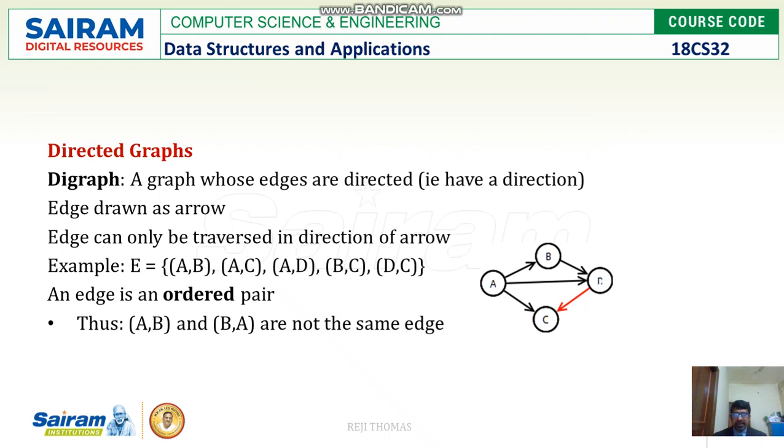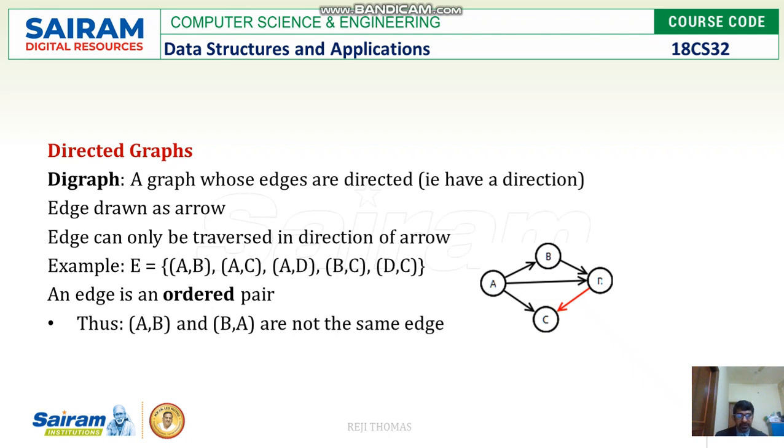If it is a directed graph, there is a particular direction for every arrow mark, so the edges are directed. An edge can only be traversed in the direction of the arrow, and an edge is an ordered pair, not like an undirected graph. If it is an undirected graph, it's an unordered pair, but here it is an ordered pair.